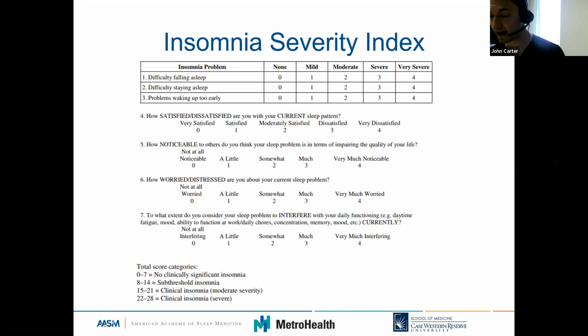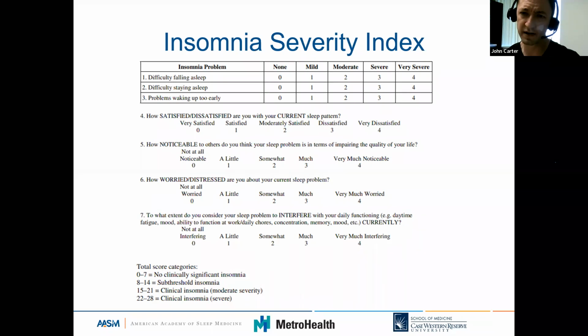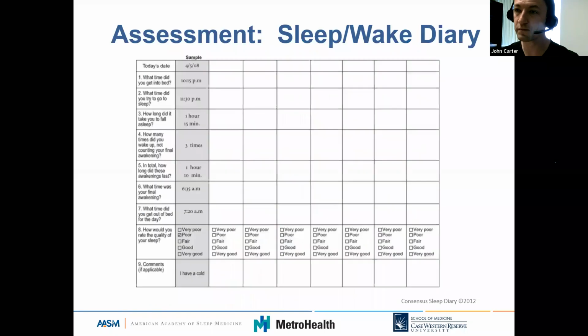Again, this harkens back to the diagnosis of insomnia. This is looking at your difficulty initiating or maintaining sleep, how much impairment it is causing you, and so on. And so very often when patients are engaged in therapy, particularly cognitive and behavioral therapies, we will administer this assessment to monitor their response to therapy over time.